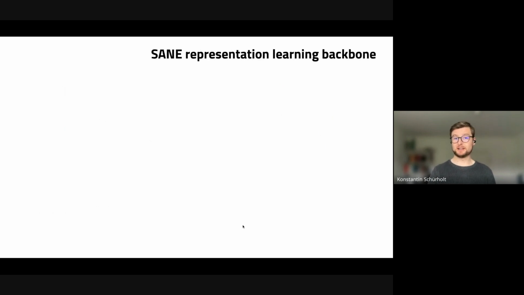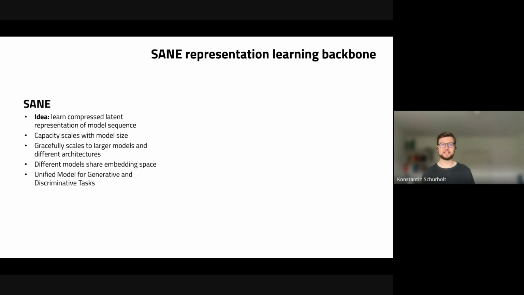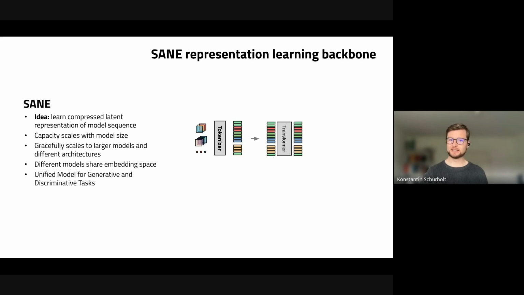And once we have that, we can pass that through our backbone, which we call SANE, sequential autoencoder for neural embeddings. The general idea of SANE is to learn compressed latent representations of model sequences. I hope that'll make sense in a second. Building off of what we just had, the tokenized model sequence, we can pass that through a sequence model, a transformer, same as ViT, but then compress each of these tokens into its own latent representation, right? So not one global latent representation, a latent representation per token.